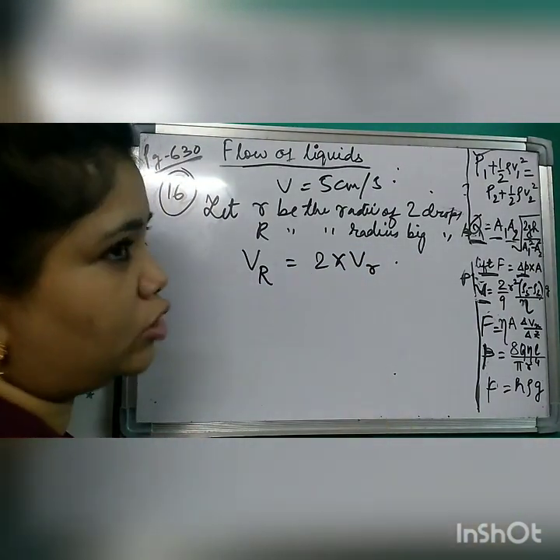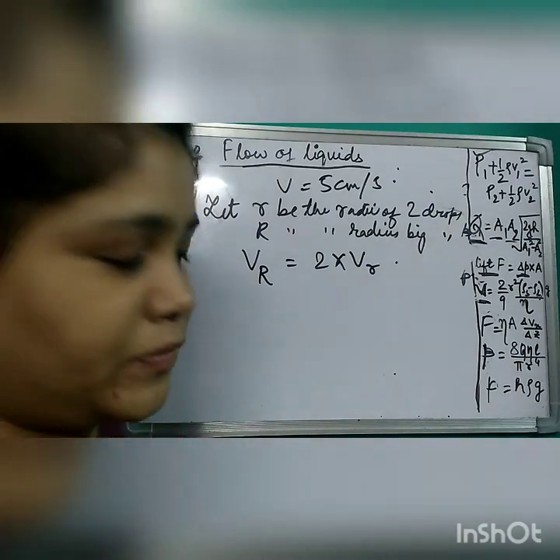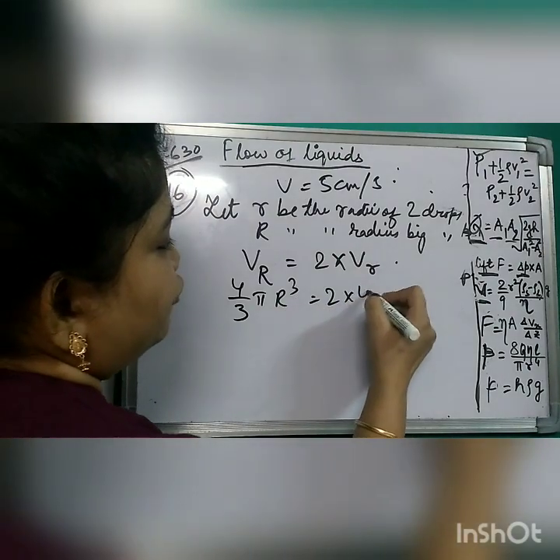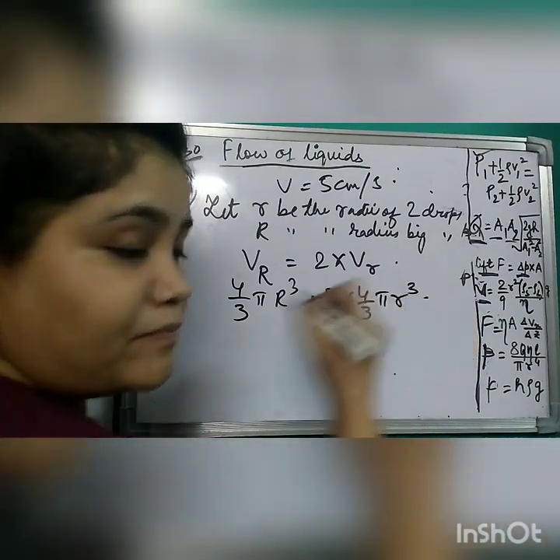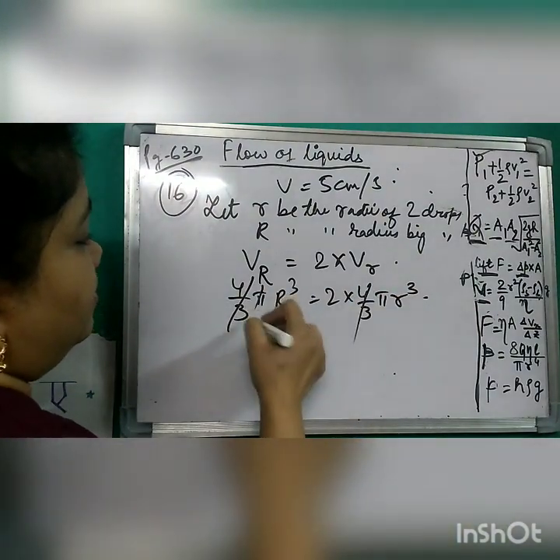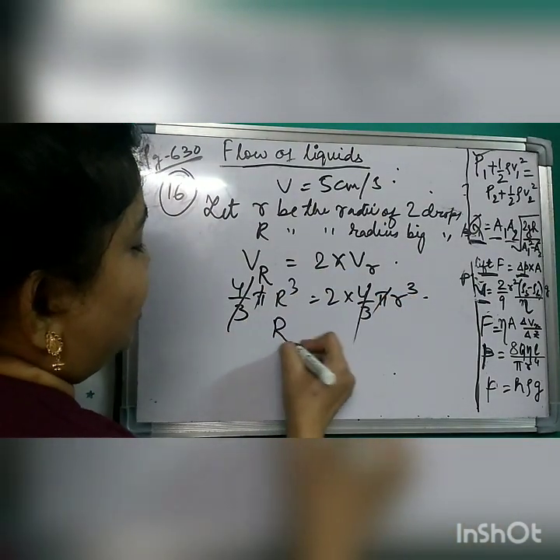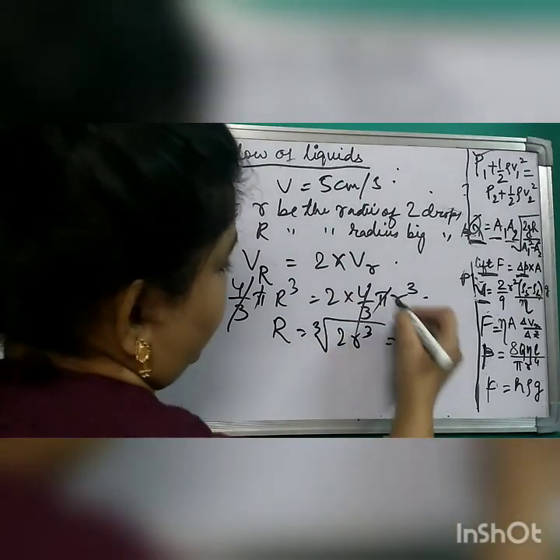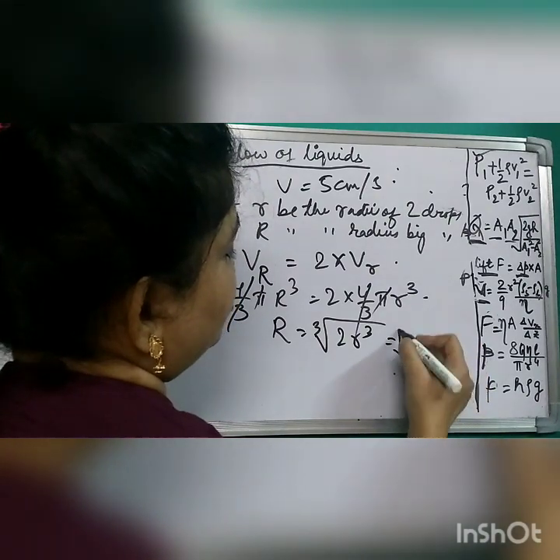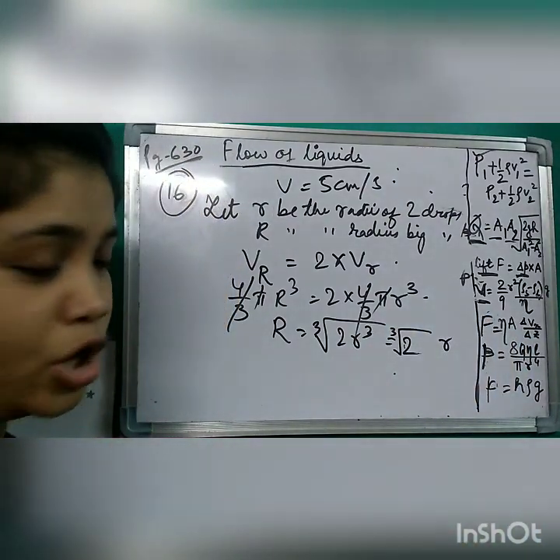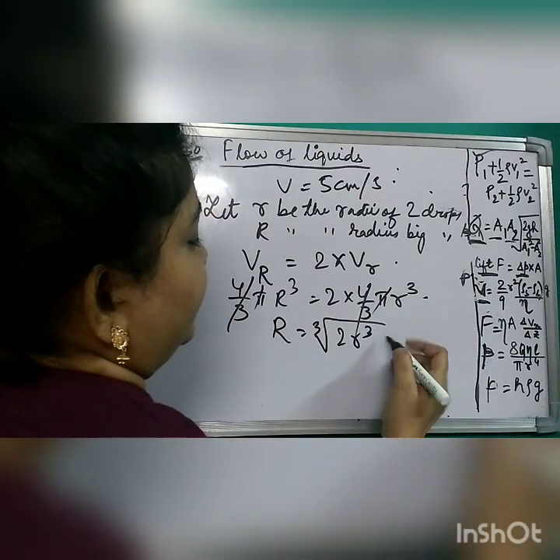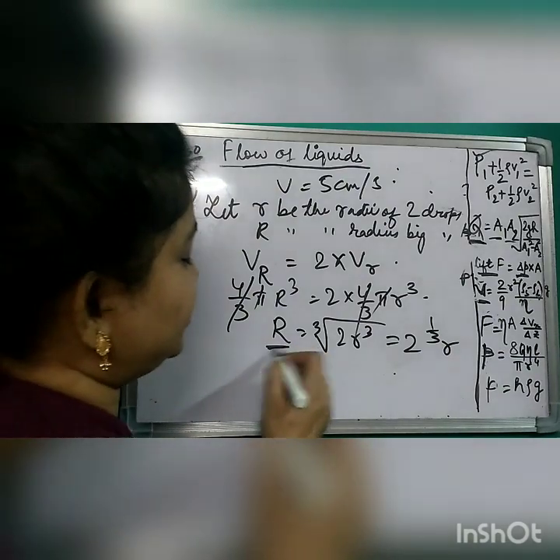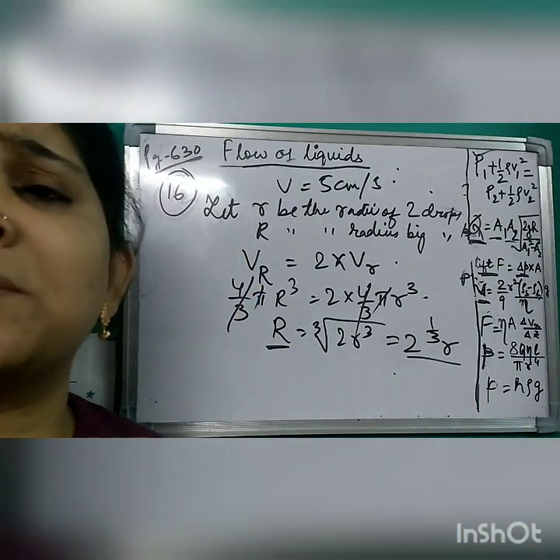Obviously, a drop is spherical in shape. So we can write 4/3 π R³ is equal to 2 times 4/3 π small r³. The 4/3 π gets cancelled. So what is R? R is nothing but the cube root of 2 r³. You are left with the cube root of 2, and r comes out, or in index form you can write it as 2^(1/3) r. So we have got capital R as 2^(1/3) r.